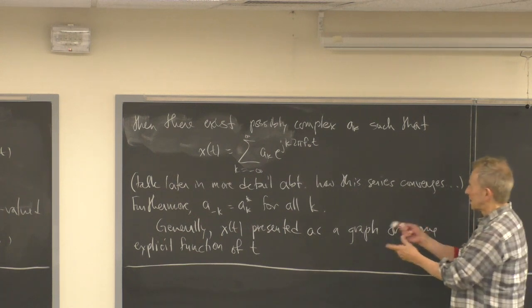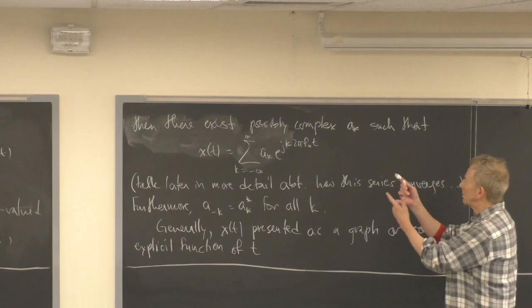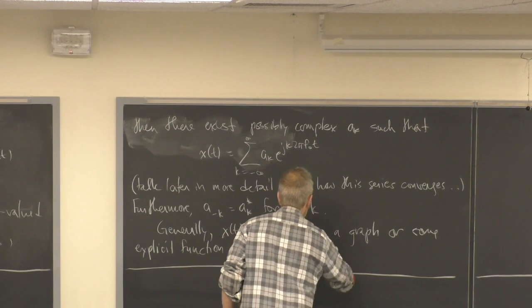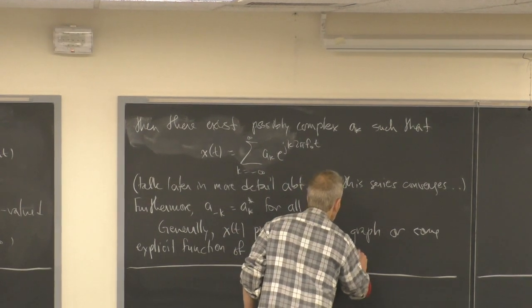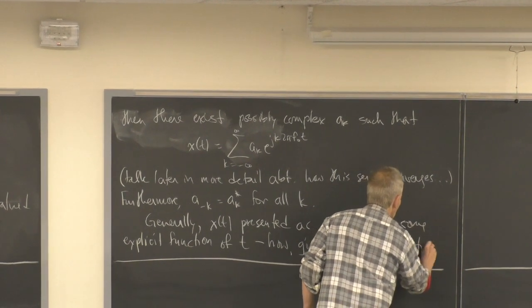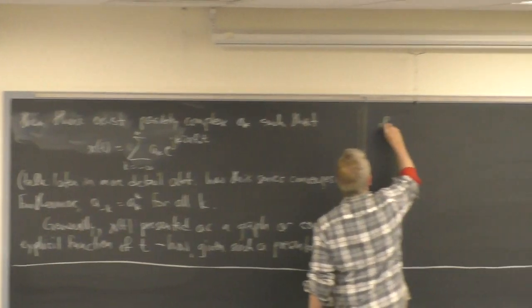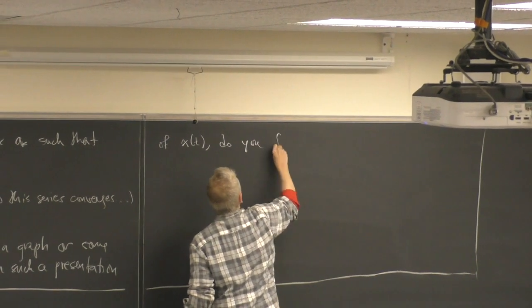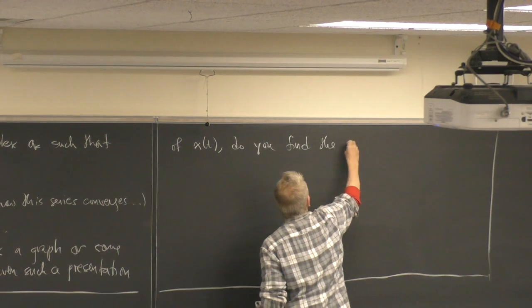Anyway, given such a presentation of x of t, how do you find the AKs?